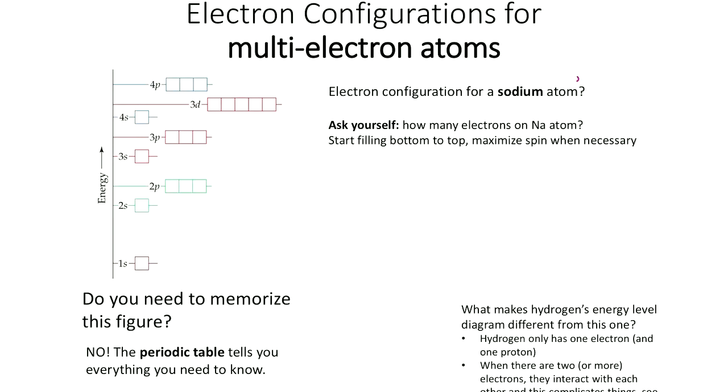So for sodium, how many electrons do we place? 11. So we just place 11 electrons following Aufbau's principle, Hund's rule, all that stuff. The first electrons are going to go in our 1s. So spin up, spin down. Where do they go next? 2s. So spin up, spin down.